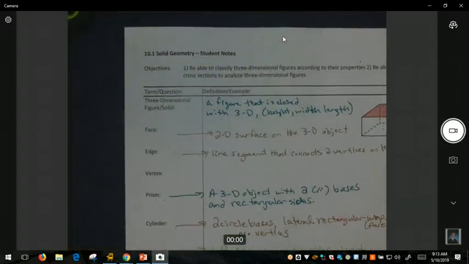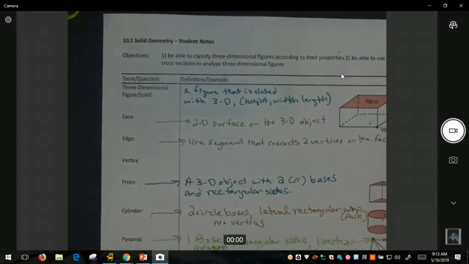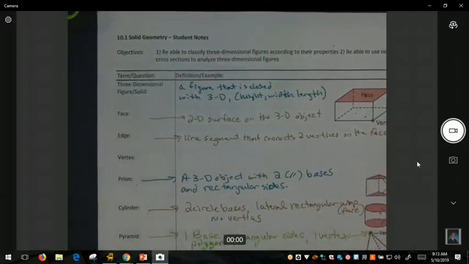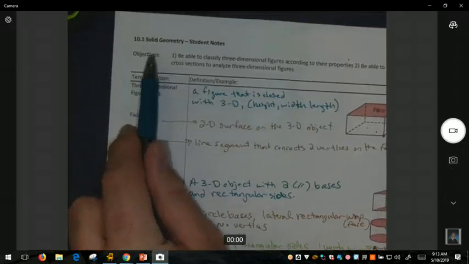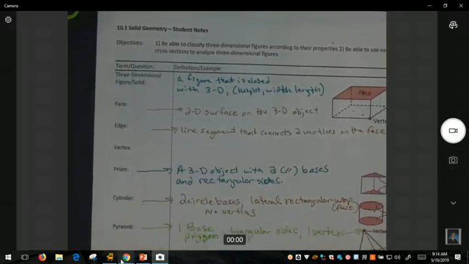This concludes the notes for lesson 10.1. Hopefully this, in conjunction with the exploration, helps give you a solid understanding of 3-dimensional shapes. Have a great day.